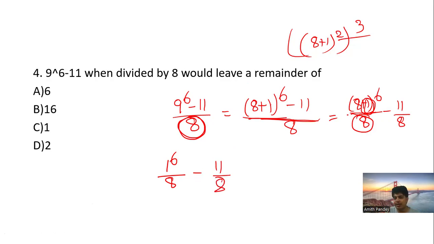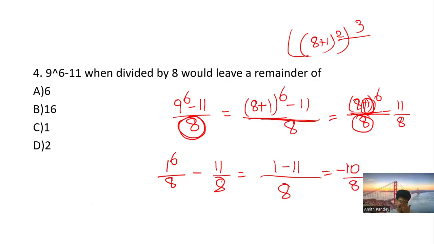See, if I try to divide 8 plus 1 raised to power 6, wherever the 8 factors are associated, there you will get remainder as 0. So 1 by 8 minus 11 by 8. Now, if I try to take the LCM, because 1 raised to power 6 is 1 itself, so 1 minus 11. So it will be minus 10 by 8.